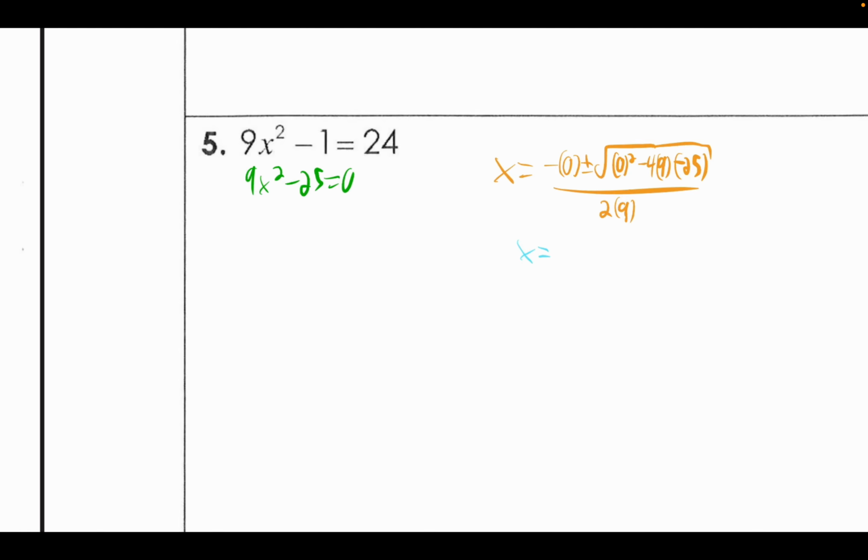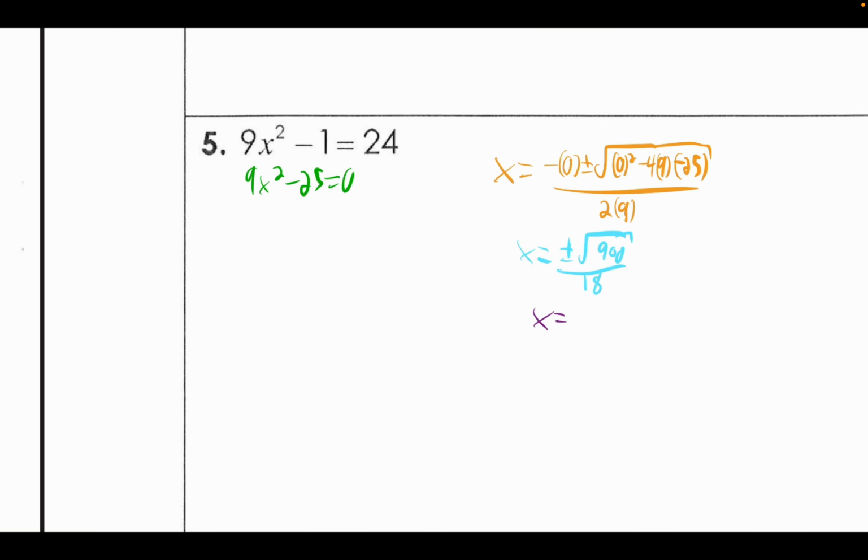Negative of 0 is just 0, and I don't have to write 0 plus or minus. I can just write the plus or minus. I still do need the positive negative though, because I am making sure that I'm including both cases. 0 squared is 0, so I'll just write the negative 4 times 9 times negative 25 as 900. All over 18.